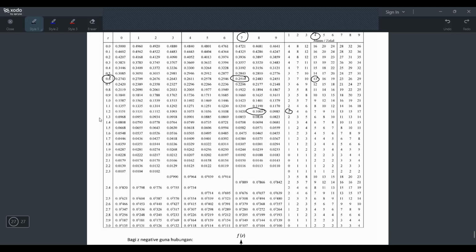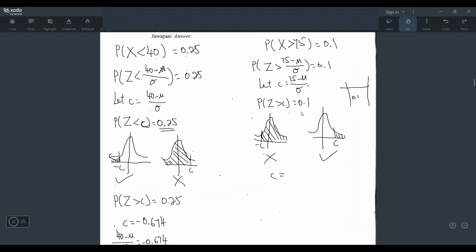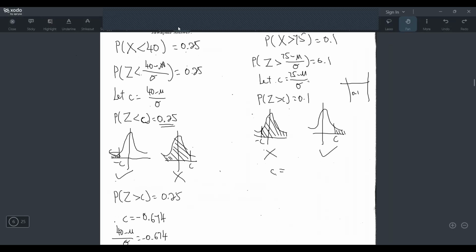So now you have to baca to outside to get the exact value. So you will baca, baca. So the answer is 1.281, okay? 1.281 or 1.282 also can. Okay, so I will go here and write 1.281. And this time it is positive, okay? And don't forget your C is actually what? Your C is actually 75 minus mean over standard deviation equals 1.281.